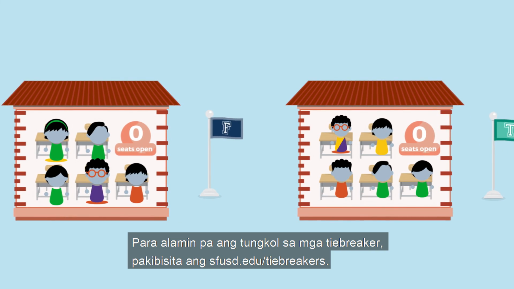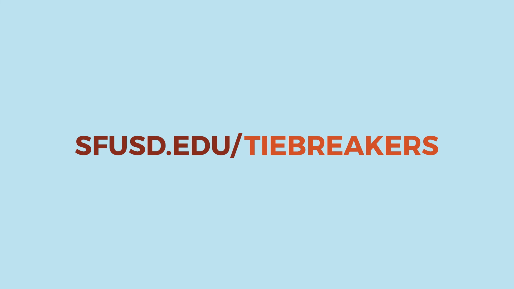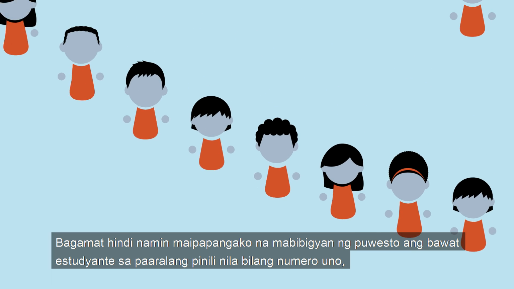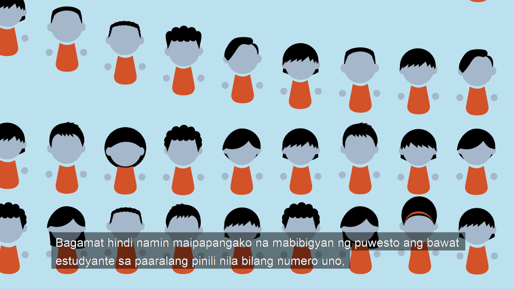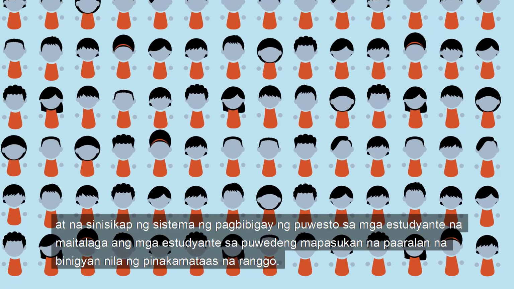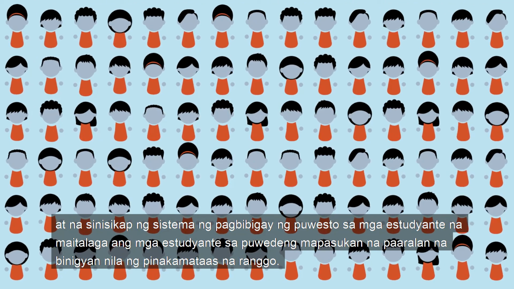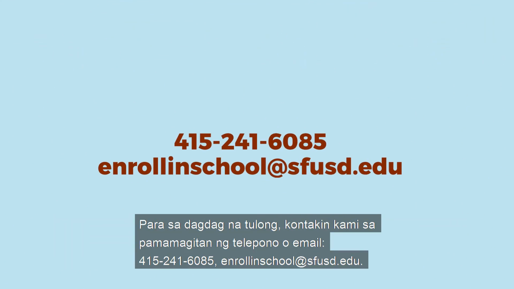To learn more about tiebreakers, please visit sfusd.edu/tiebreakers. While we cannot promise that every student will be placed at their number one choice school, we can promise that your student will be considered fairly and that the student assignment system strives to assign students to their highest ranked school choice available.